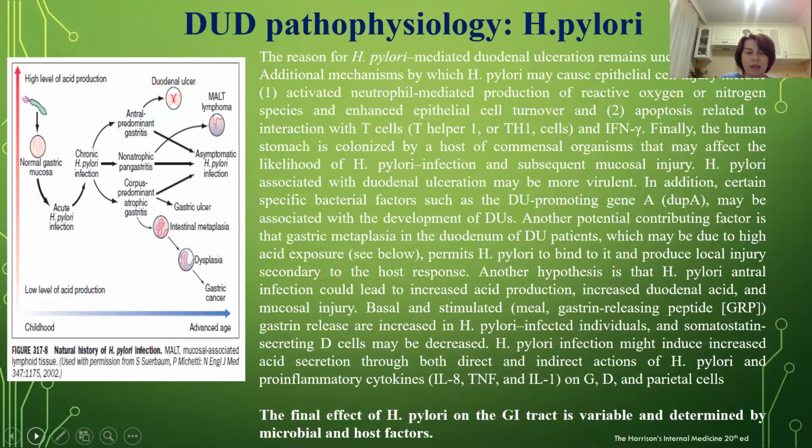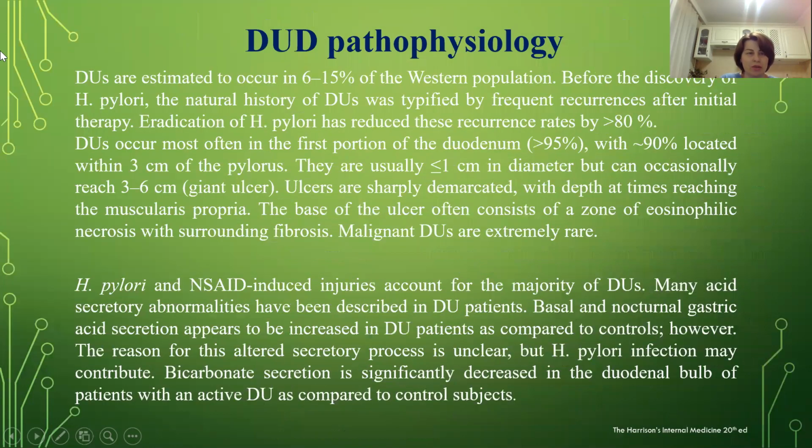The final effect of Helicobacter pylori on the GI tract is variable and determined by microbial and host factors. Duodenal ulcers are estimated to occur in only 6 to 15% of the Western population. Before the discovery of Helicobacter pylori, the natural history of them was typified by frequent recurrence after initial therapy. Eradication of Helicobacter pylori has reduced these recurrence rates by around 80% and more.